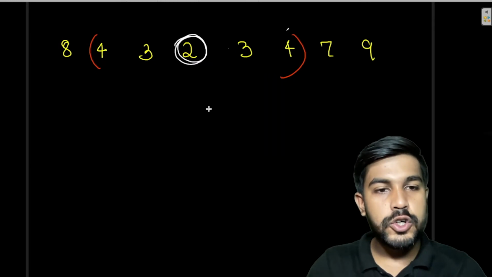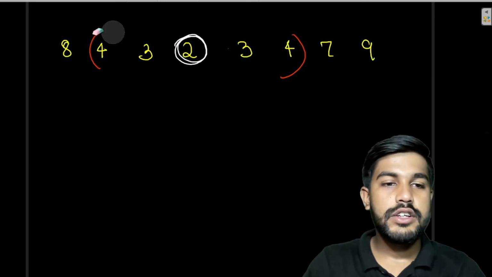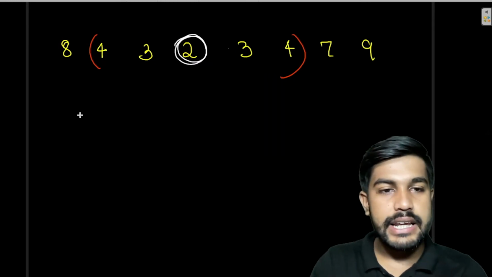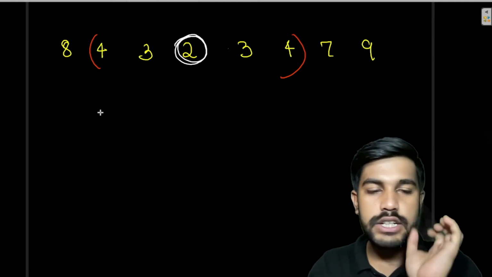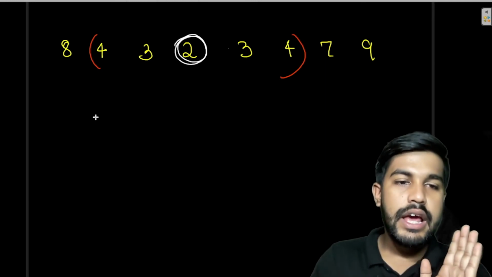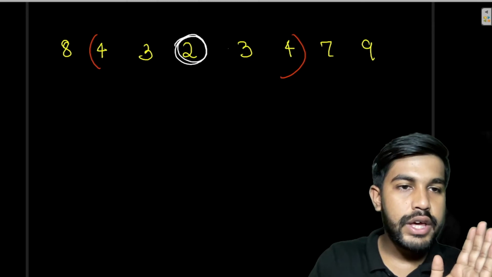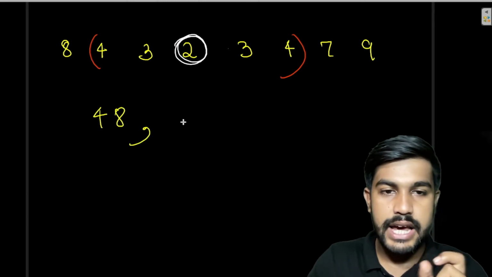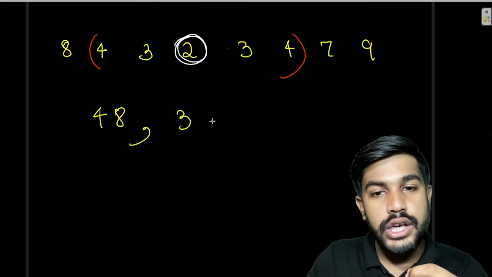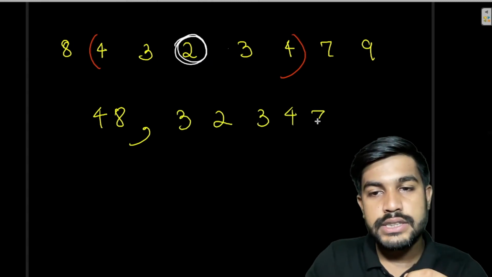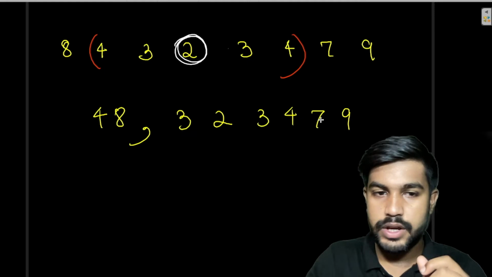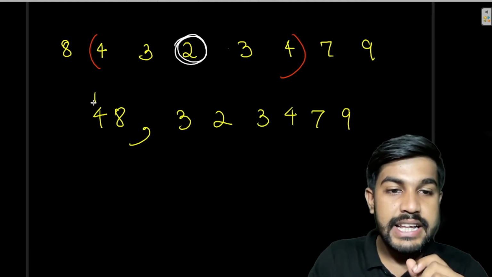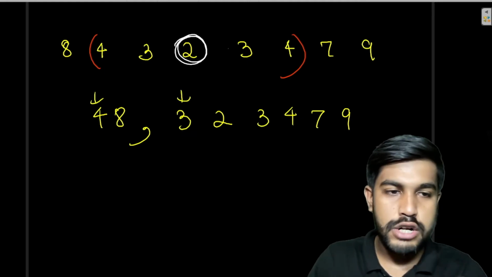So 8 reversed would be 8 again, and this one would be 4. So 4 and 8 is not matching, so we would exit from there. Then we have 8 and 4. So 8 and 4 would be 4 and 8 because it is reversed. And then here we would have 3, 2, 3, 4, 7, 9. Okay, so we can see that this and this is not matching.